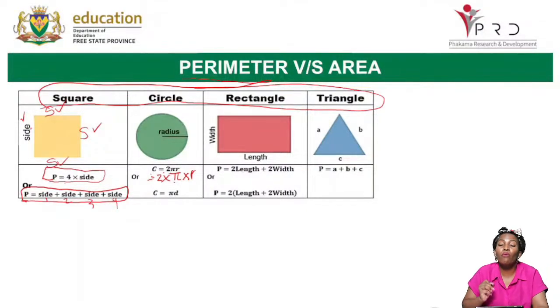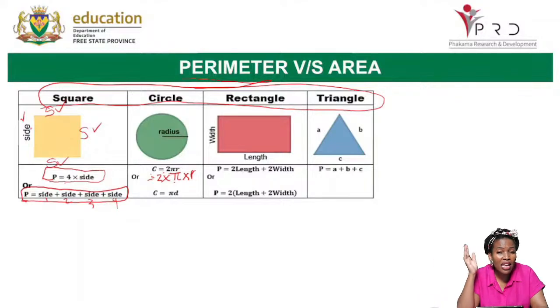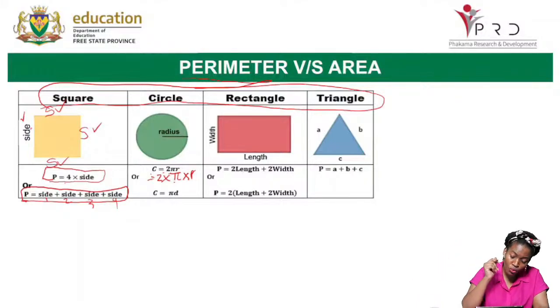The value of pi will always be given to you in the exam. Always. You don't have to stress and ask yourself, what is pi? And you always work with the pi that is given to you. Don't use the pi on the calculator. Don't use the pi that you learned when you're doing mathematics. You use the pi that would have been provided to you in the exam.